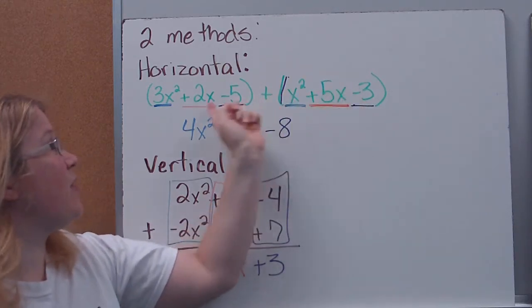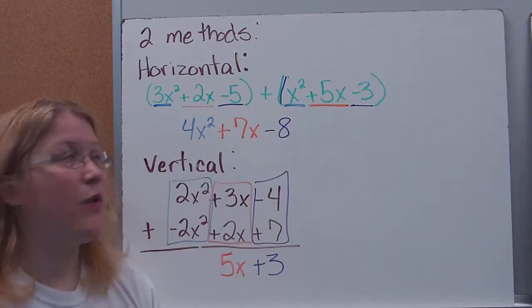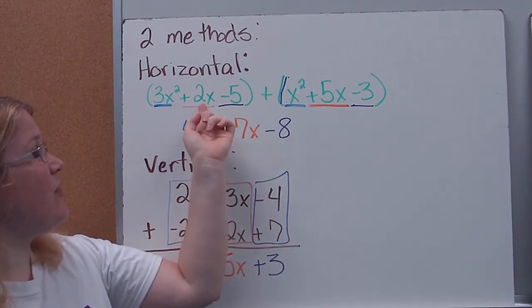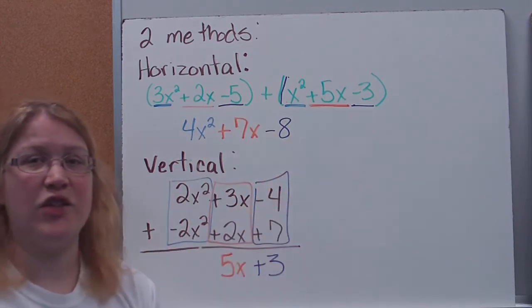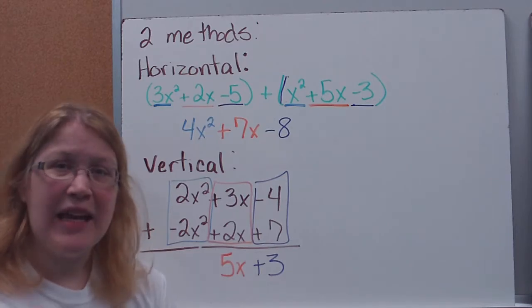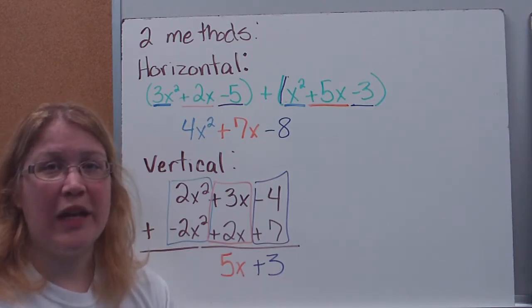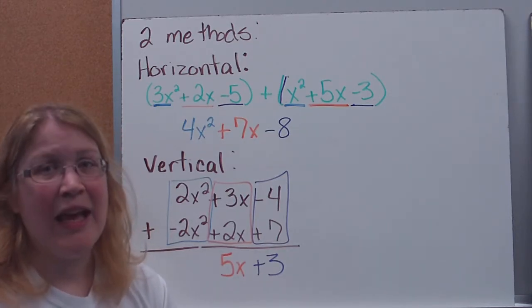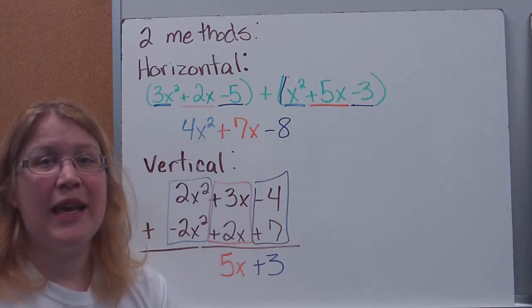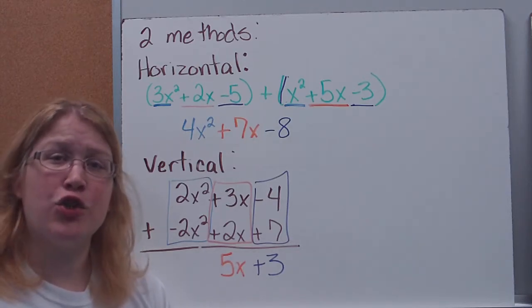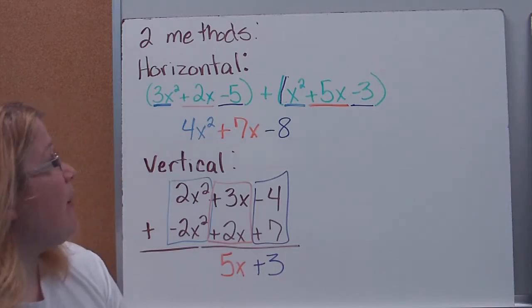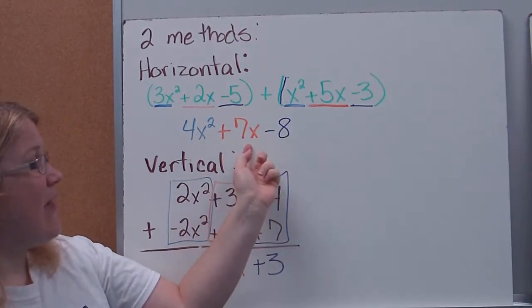Then you'll notice in orange, I underlined both of my x terms. These are both x to the first power. So they're alike, we can combine them. So I have a positive 2x and a positive 5x. You always want to look at the signs in front of them so that you're making sure you're combining them correctly. And that goes back to your integer rules. And again, if you're still confused on the integer rules, you can go back and rewatch that video as well. So I combine those to get 7x.